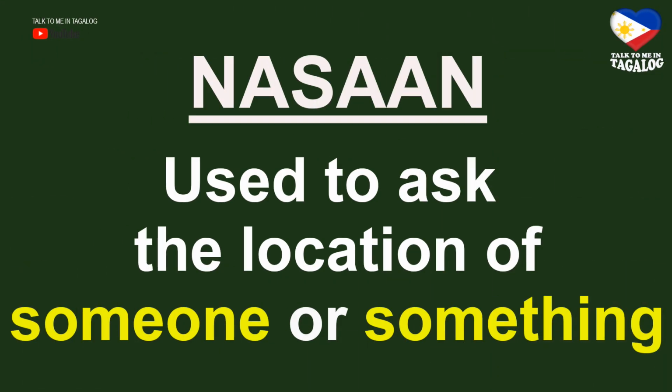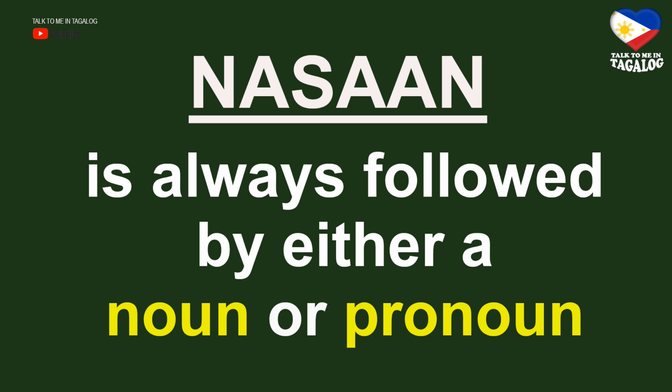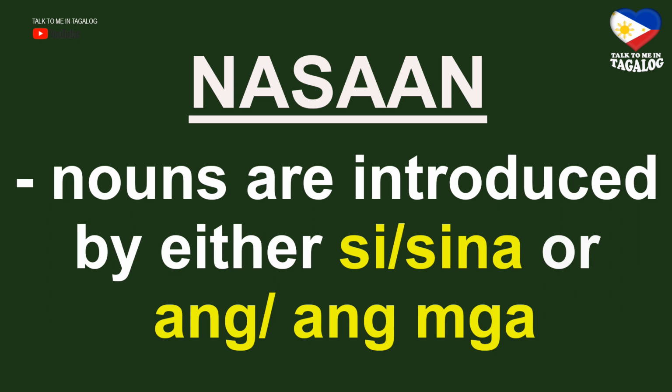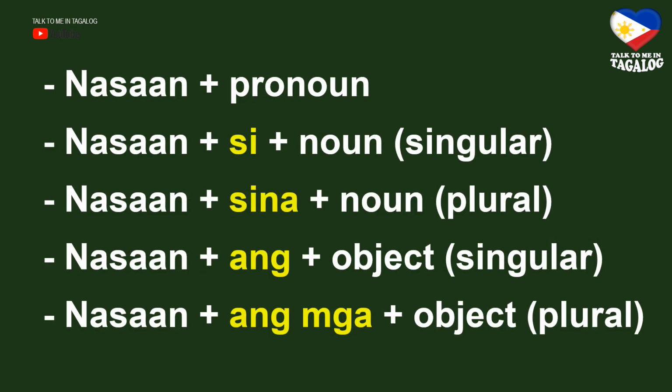Let's first talk about nasaan. Nasaan is used to ask the location of someone or something. So if you're looking for a person or a thing or an object, you should use nasaan. Nasaan is always followed by either a noun or a pronoun. When using nasaan with proper nouns or particular names of people, you should place the marker si or sina after nasaan. But if you're looking for common nouns or objects, you should place the marker ang or ang mga after nasaan. To make learning easier, you may use these patterns.